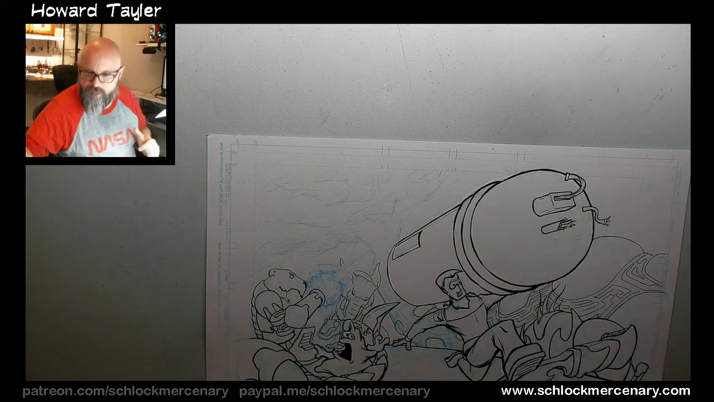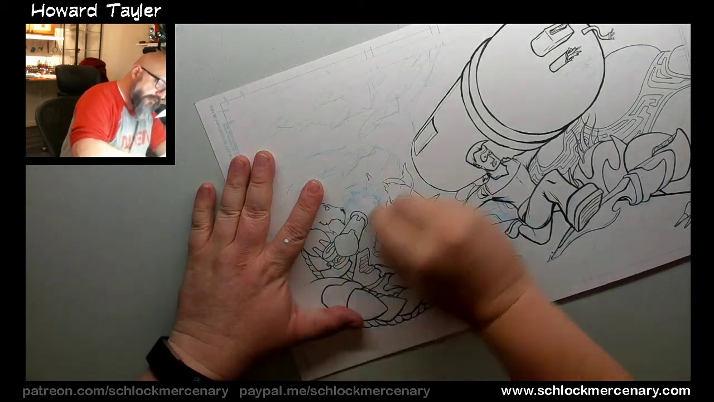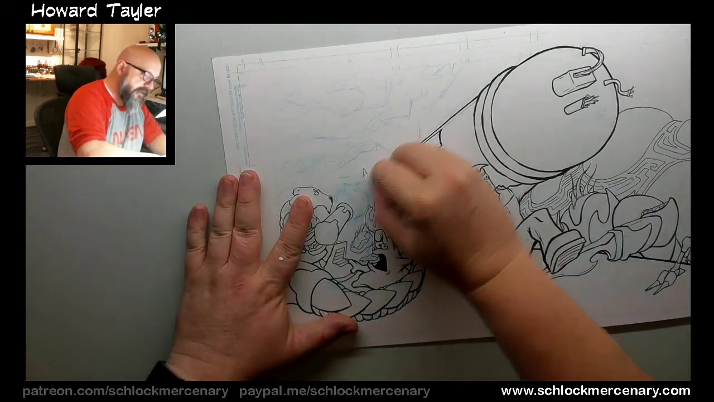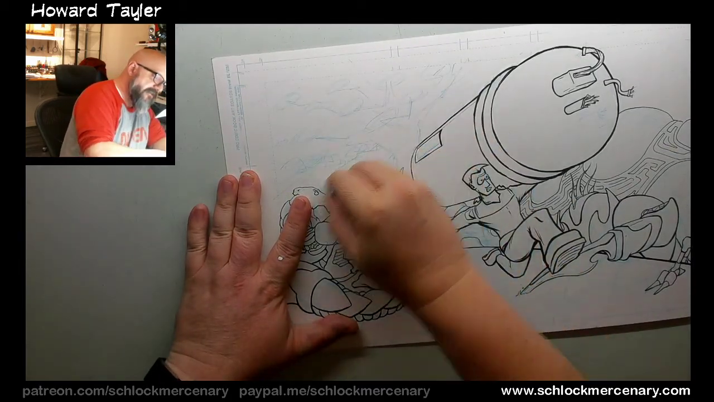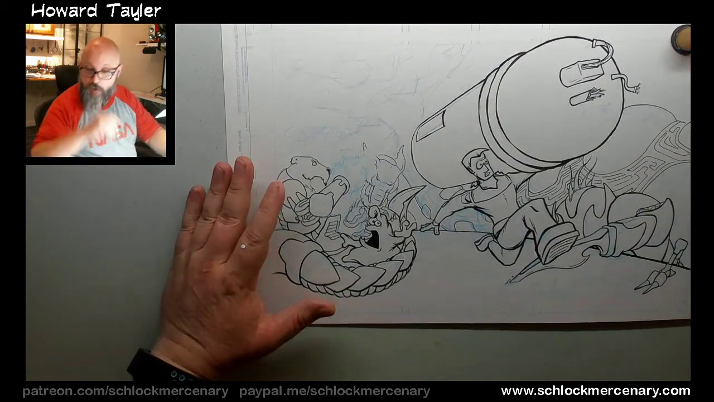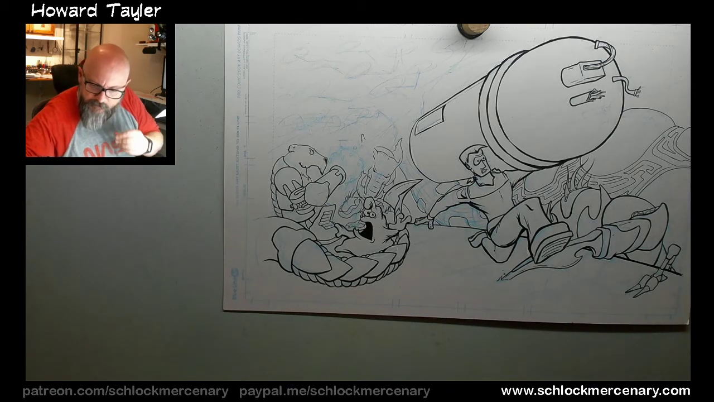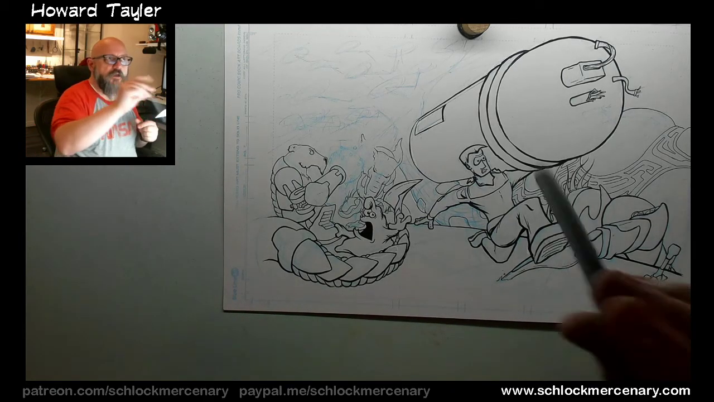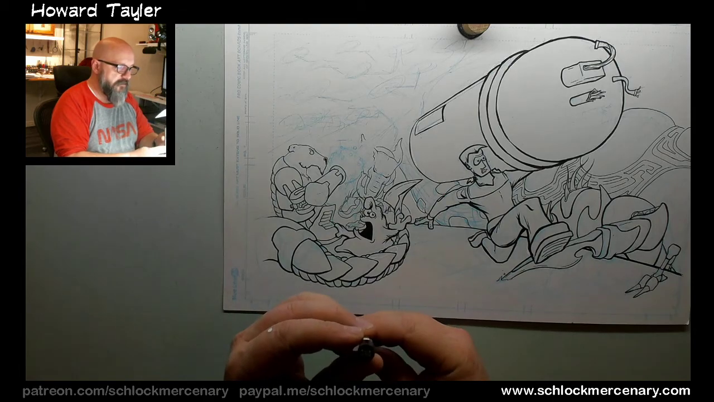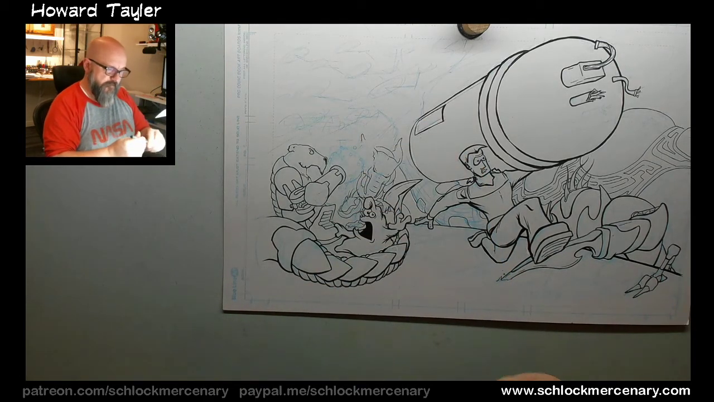I'm hating it so much. I'm going to run an eraser over it to take up a layer of waxy pencil. And then I'm going to grab my superfine 0.05 pigment liner.